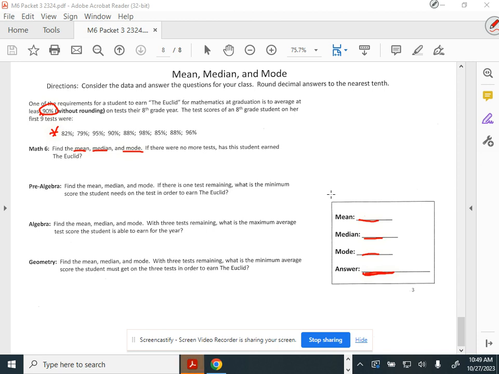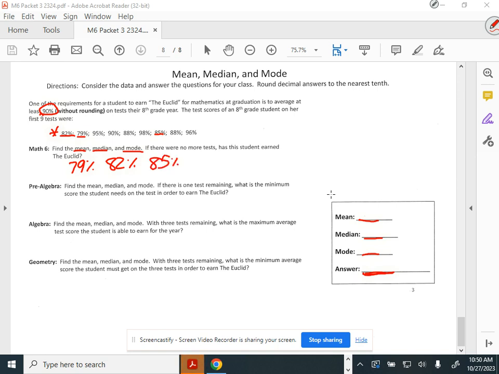So who remembers how we find the mean? What's the first thing we have to do with our data? Show Mr. Robinson you remember from last year. How do we find the mean? Callie. You first have to organize all the numbers in place. Yeah, I have to put my numbers in order from least to greatest. So my smallest number would be that 79%, and then I would have 82%, then I would have 85%.